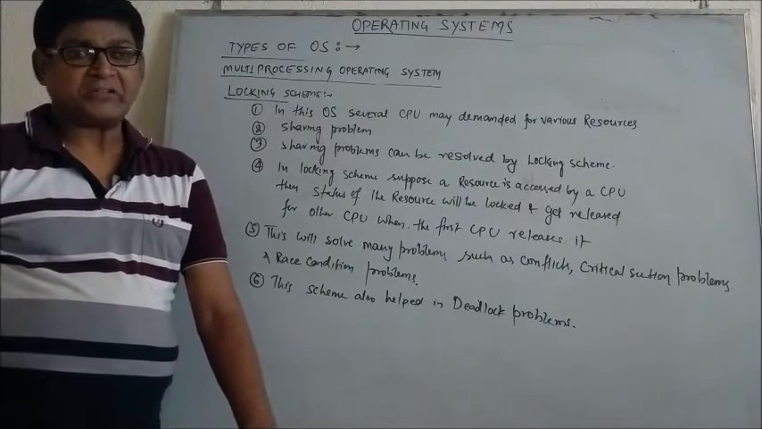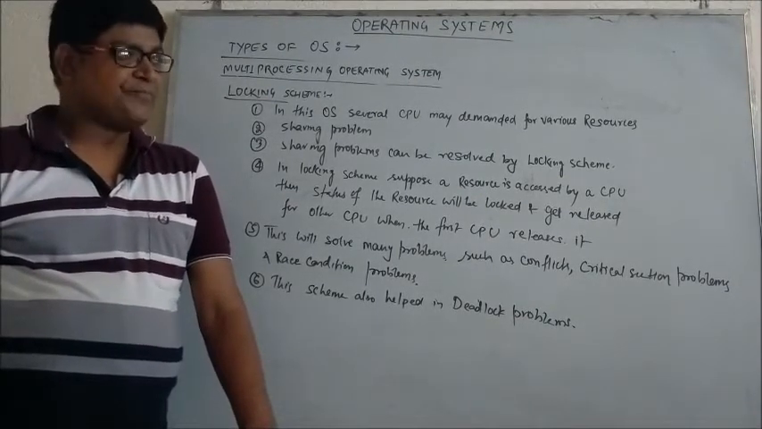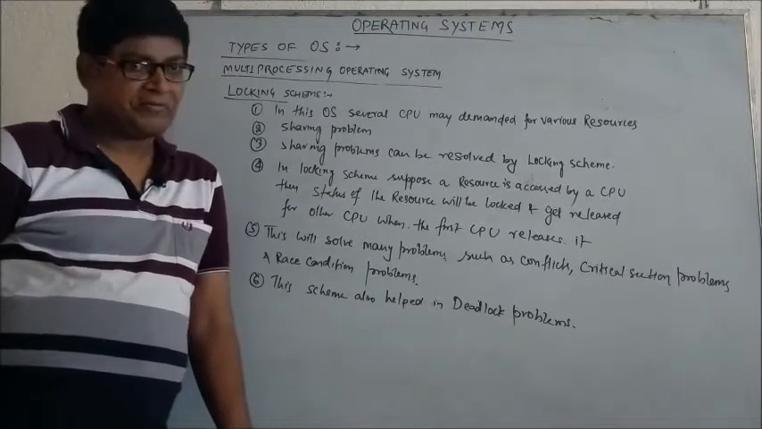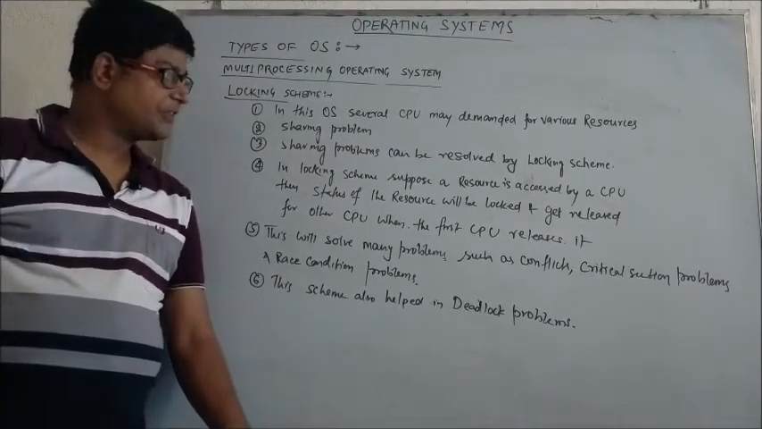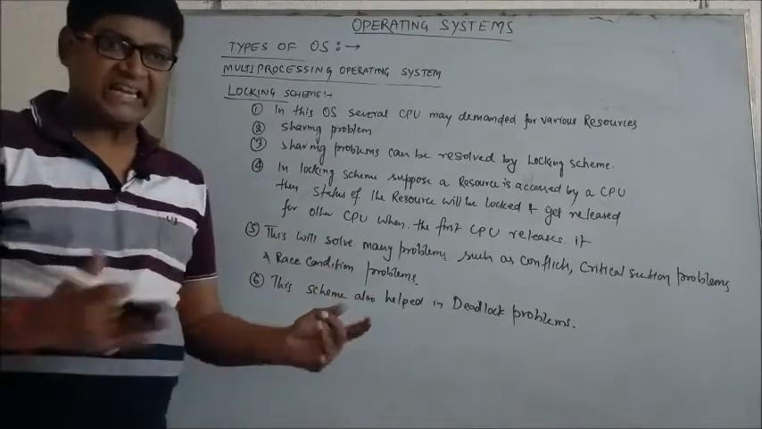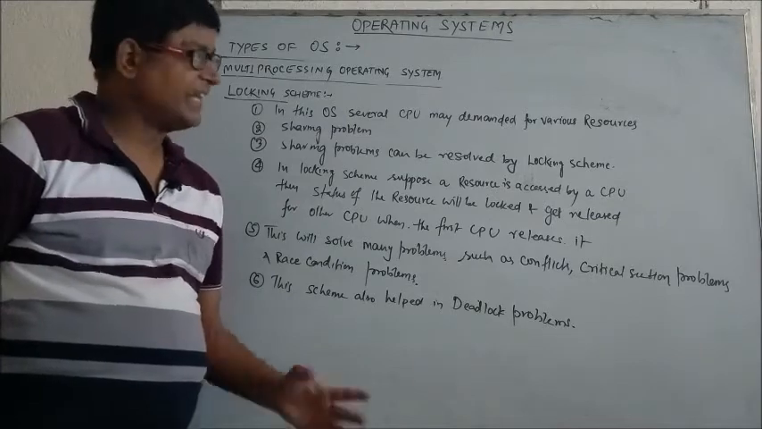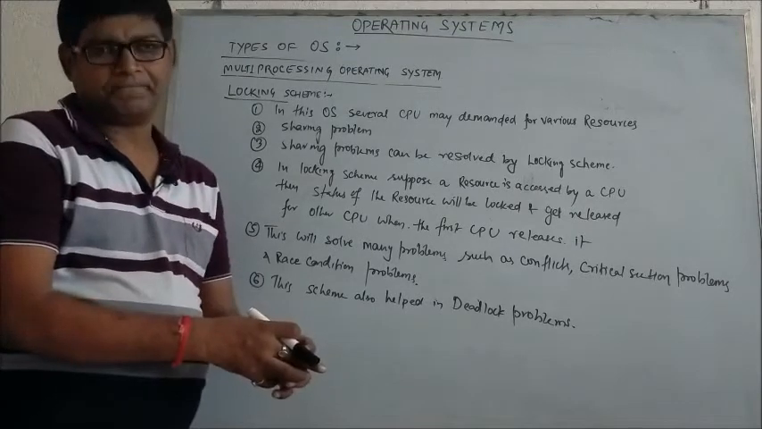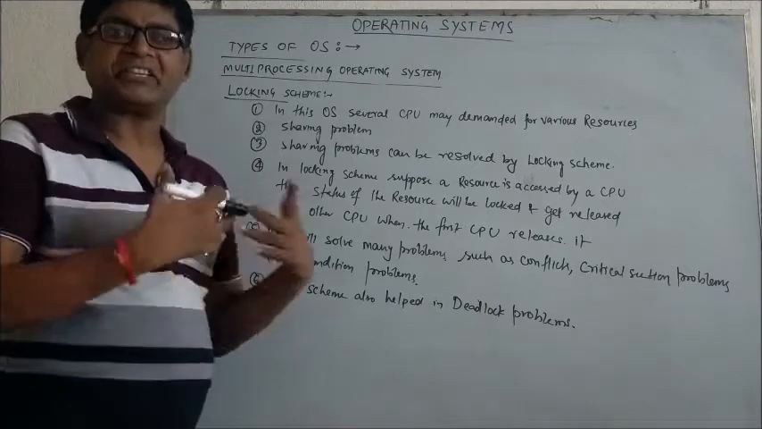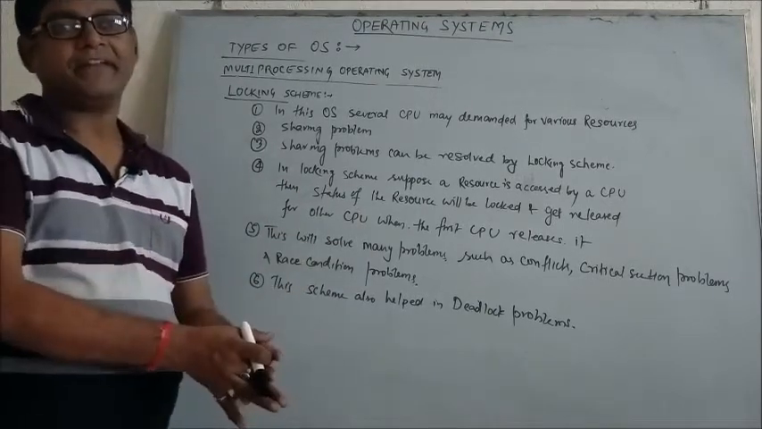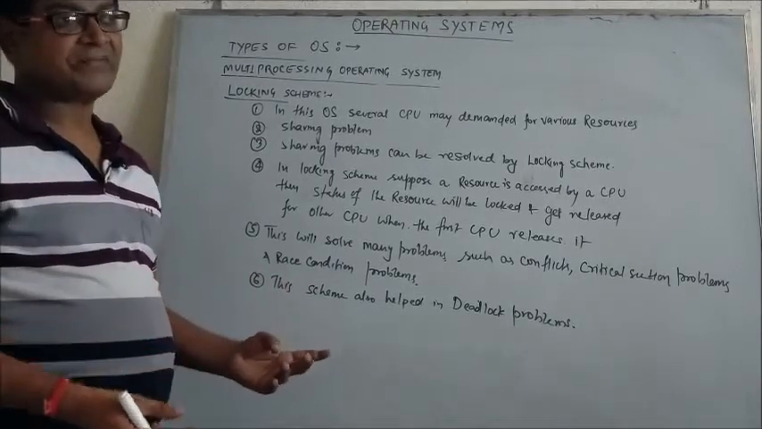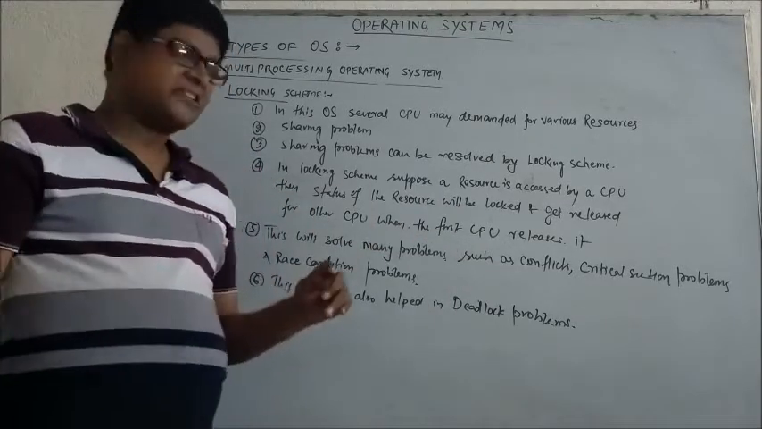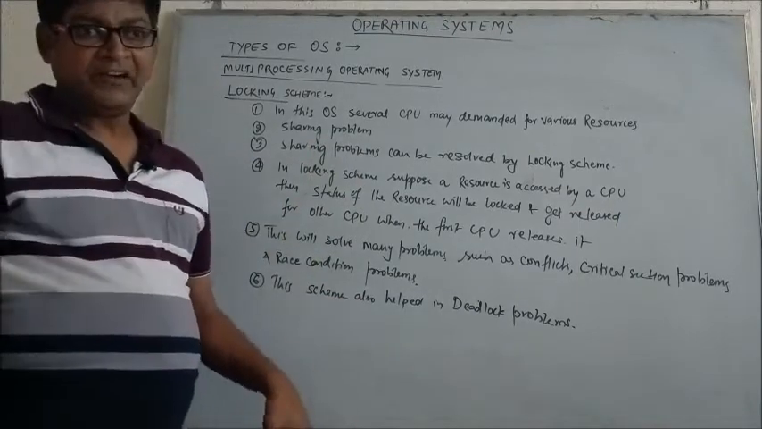So to run a multiprocessing operating system, a system must have a locking scheme. What do you mean by locking scheme? Let's watch one by one, right? In a multiprocessing operating system, as we all know, there are several CPUs and there are several resources. So it is a possibility that various CPUs will demand various resources. In that situation, there may be some conflict. Conflict means that some of the CPUs are demanding the same resource at a time. So that is known as your conflict or sharing problem, right?